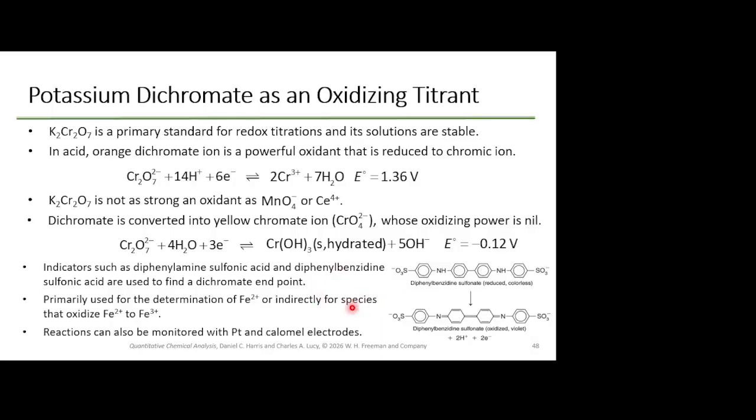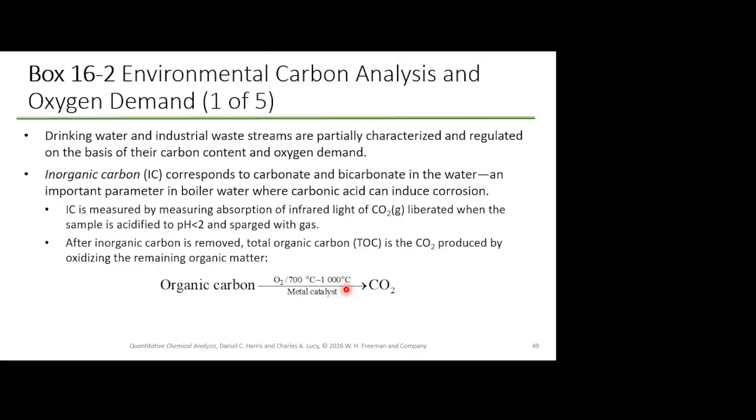It's primarily used for determination of iron 2 plus, or you can also use it indirectly with iron 2 plus to measure something that will oxidize the iron 2 plus. Okay, so you oxidize the iron 2 plus, and then you do a titration of the iron 2 plus to find out how much got oxidized. Because remember, the irons are nice standards; they are pretty easy to standardize things with, right? Reactions can be monitored with platinum and calomel electrodes.